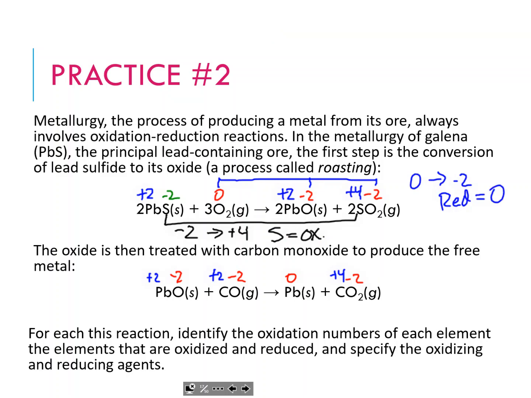Now for the agents. The agents can only be PbS and O2. PbS contains the sulfur that's being oxidized. So that means PbS is which agent? This one is the reducing agent. Very good. It's causing the reduction of the oxygen. And over here, the oxygen is being reduced, so therefore it's causing the oxidation of the sulfur. This one, of course, is the oxidizing agent. Top one done. Now let's look at the next one.